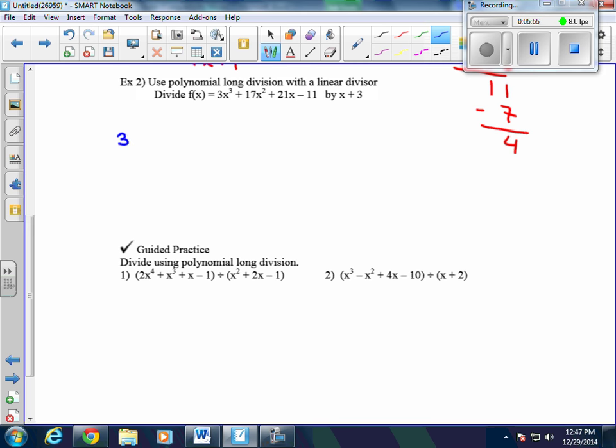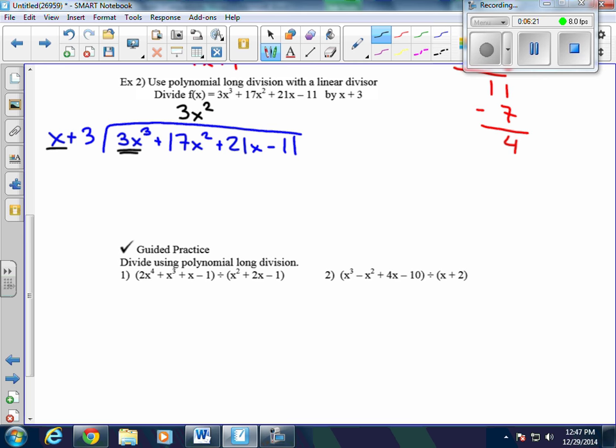Again, we're going to have 3x cubed plus 17x squared plus 21x minus 11. Now, we're going to divide by x plus 3. So once again, we have to figure out what times x gives me x cubed. So if we're going to multiply, we want those to cancel out, so I need a 3x squared.